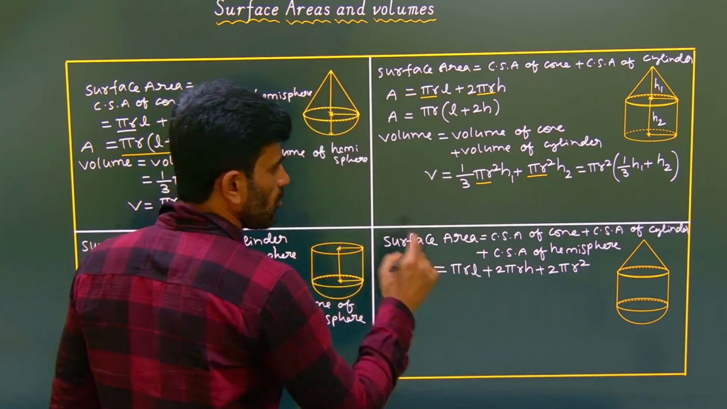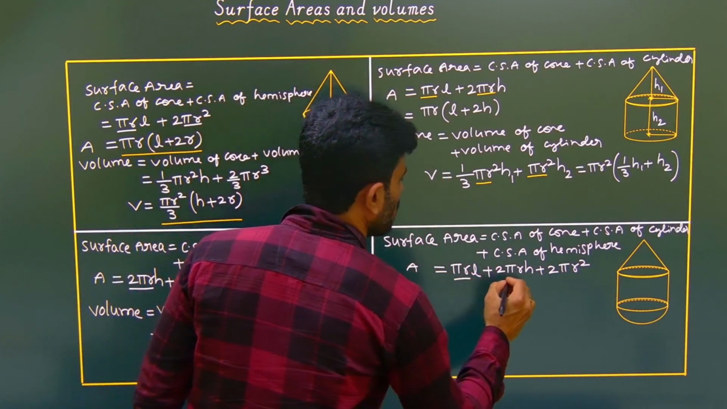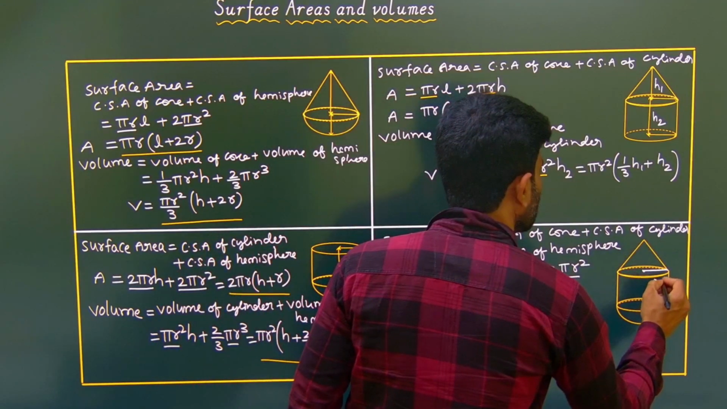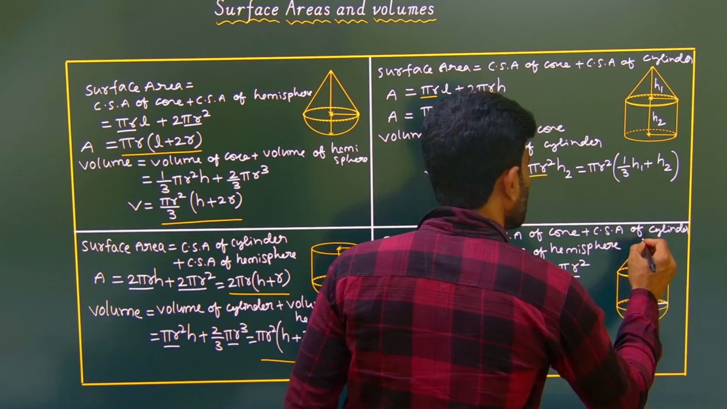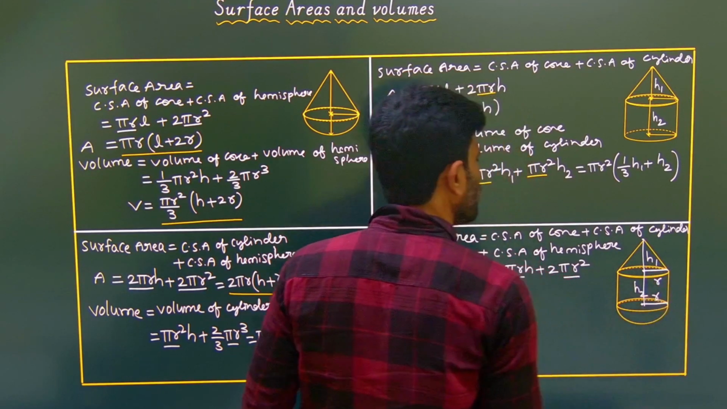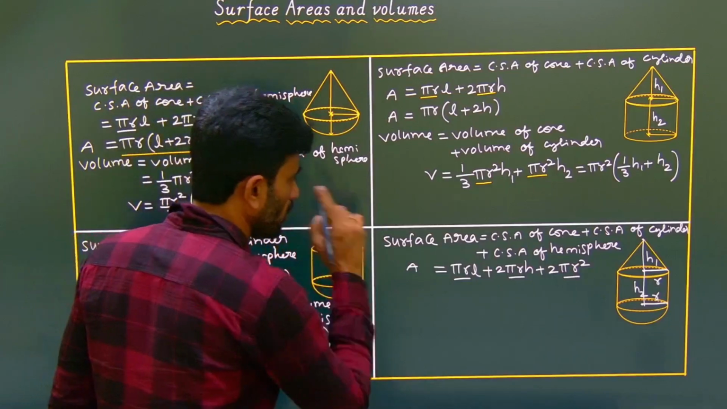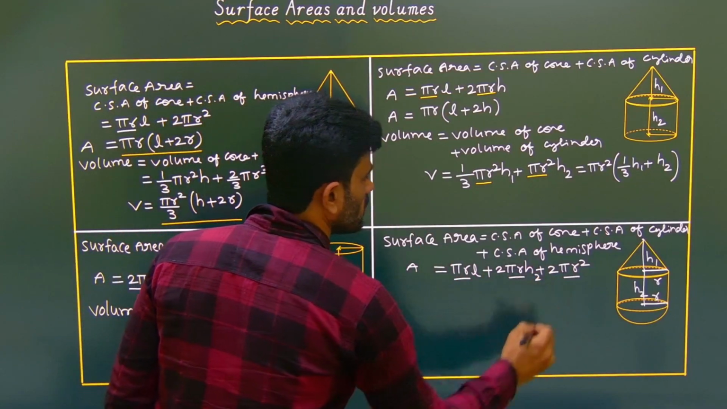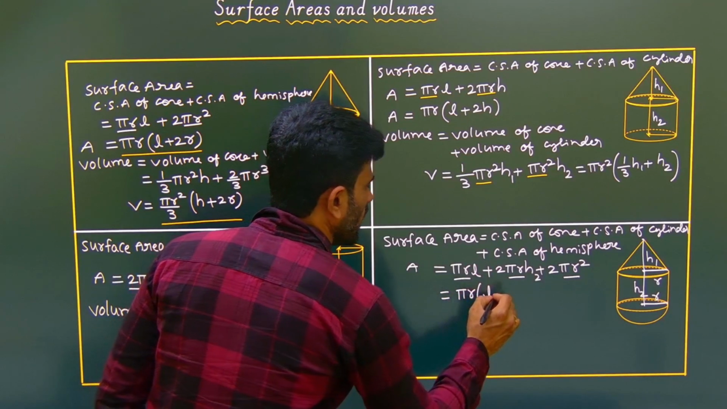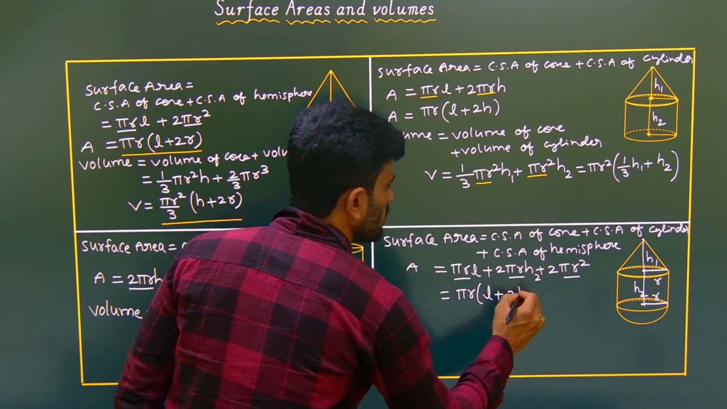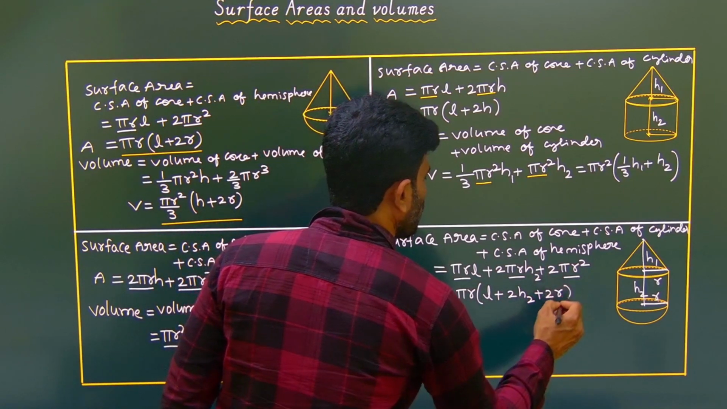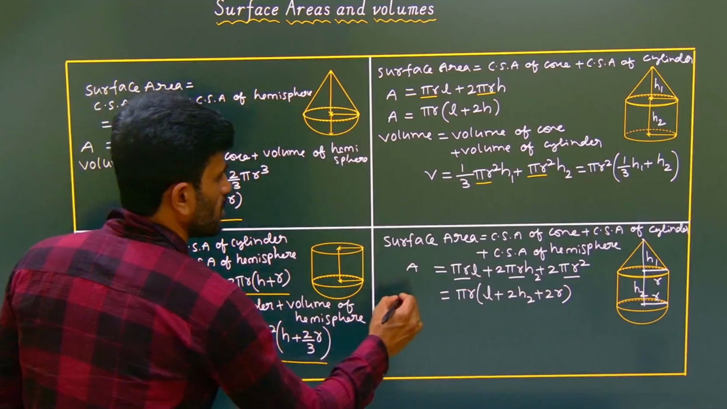In all these we have a common radius, so everywhere pi r is common. This is the radius r, this is also radius r, this is height h1, and this is height h2. The height of the cylinder is h2, so according to that we have to take h2 here. Now if you take pi r common, what will be left? L plus 2 times h2 plus 2r. So this is the surface area of that solid.